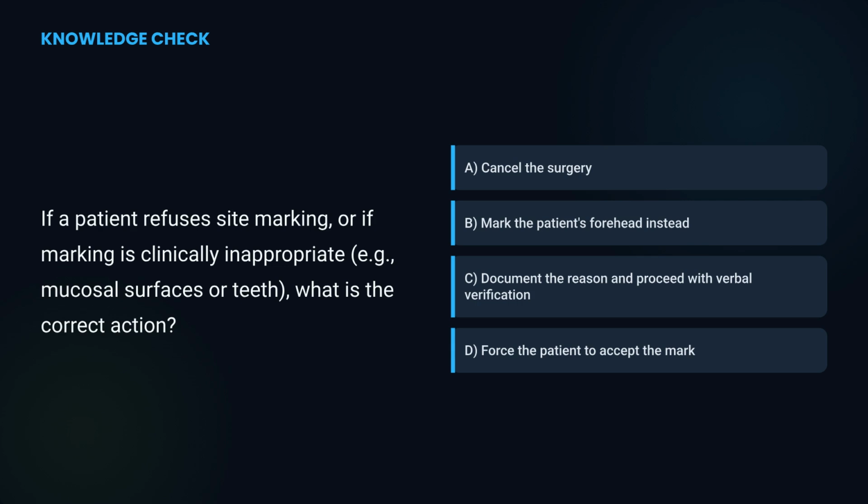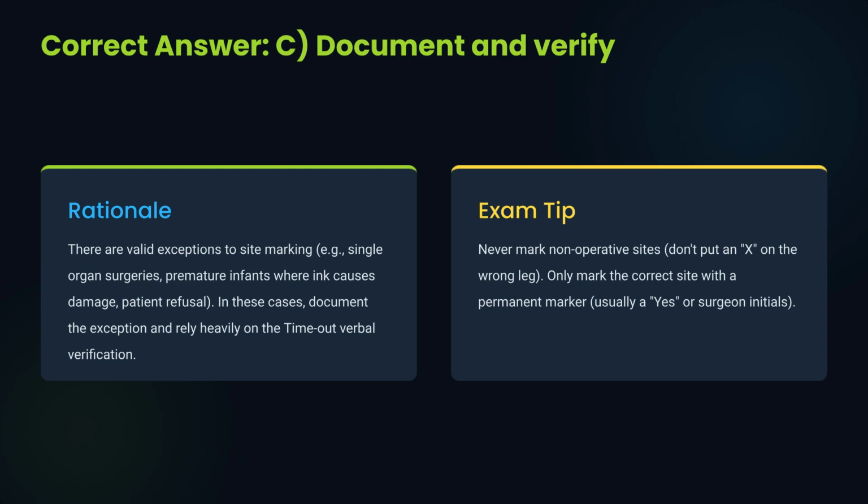If a patient refuses site marking, or if marking is clinically inappropriate, what is the correct action? The correct action is C, document the reason and proceed with verbal verification. In cases of valid exceptions, rely heavily on the timeout verbal verification and ensure the exception is documented.